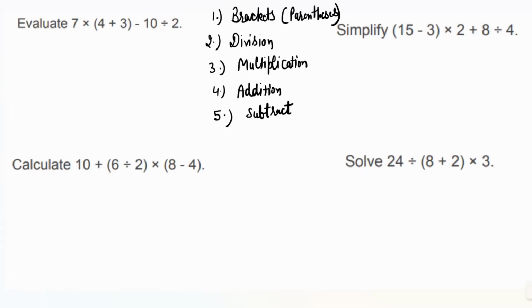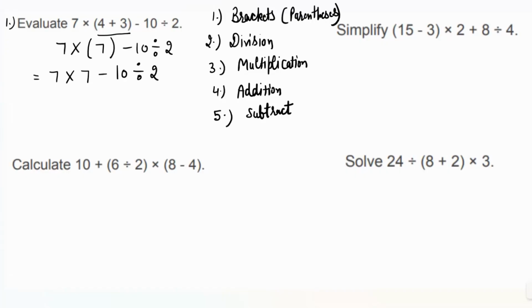So let's start with the very first question. In the first question, if you can see, we have brackets. So as I have written the order, first we have to solve the bracket. So let's solve it. 7 times 4 plus 3 is 7. We'll write down here bracket 7 minus 10 divided by 2. We will not solve any other order of operations yet. First, we will solve the bracket. Now, after that, we will write it as 7 times 7 minus 10 divided by 2.